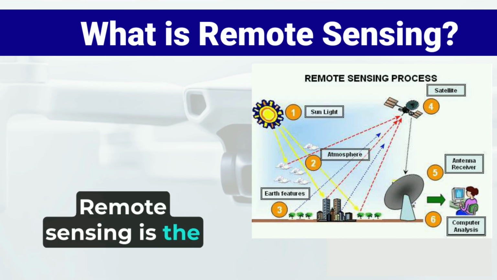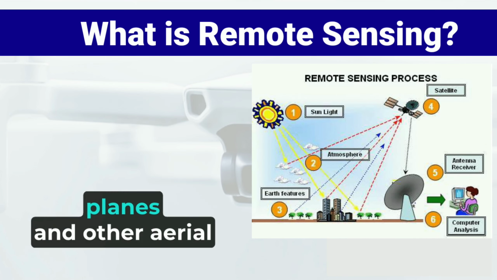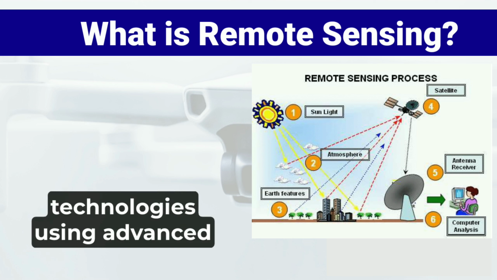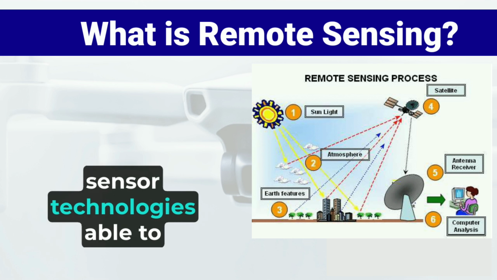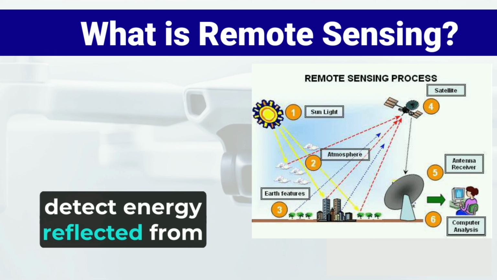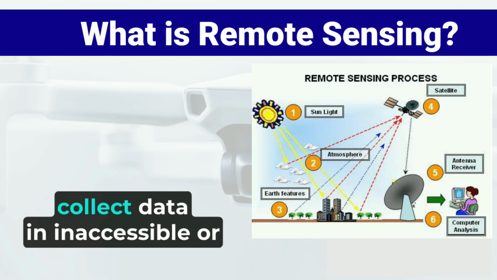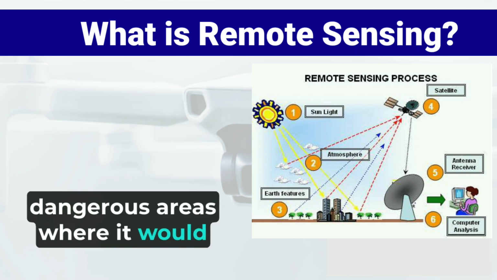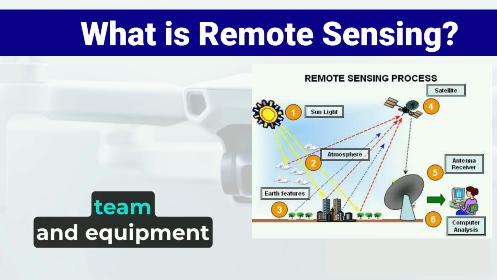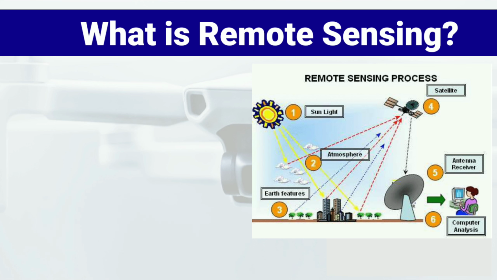Remote sensing is the use of satellites, planes, and other aerial technologies using advanced sensor technologies able to detect energy reflected from the Earth's surface. This makes it possible to collect data in inaccessible or dangerous areas where it would be too hazardous to bring in a team and equipment to collect data.